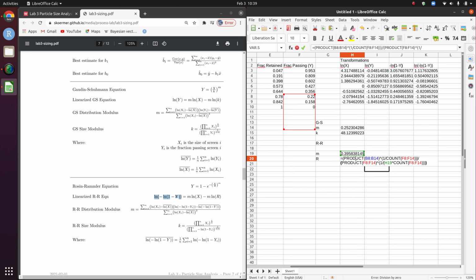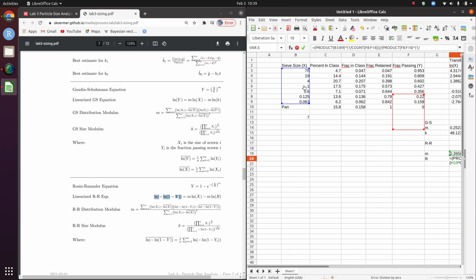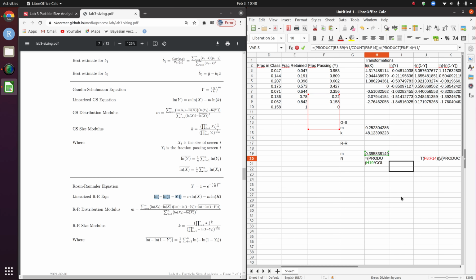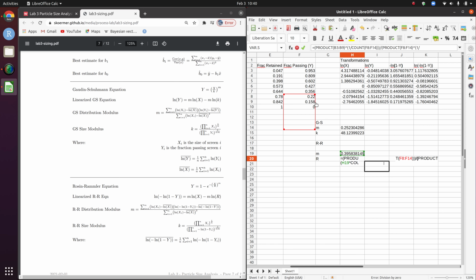And for r, we're still using the regular x. So we need to move this back up. But for the y's, we're using just the negative ln of 1 minus the fraction passing. So we need to move these references over. All right.